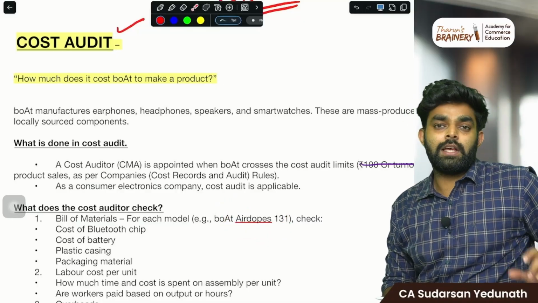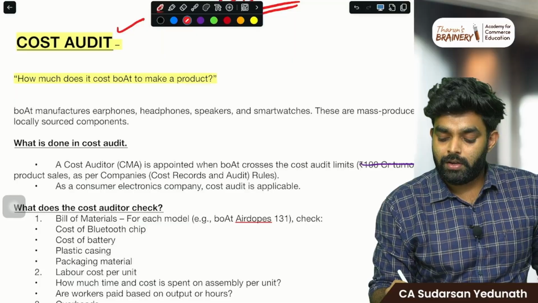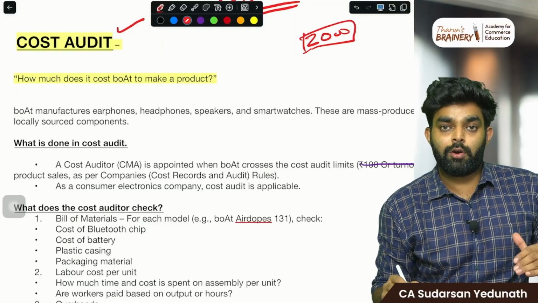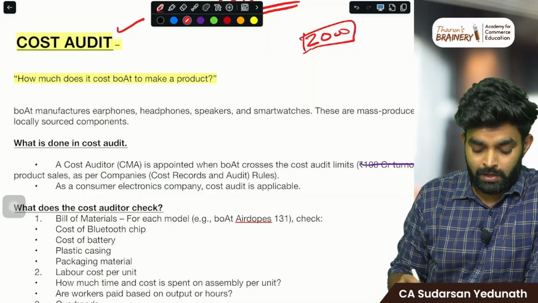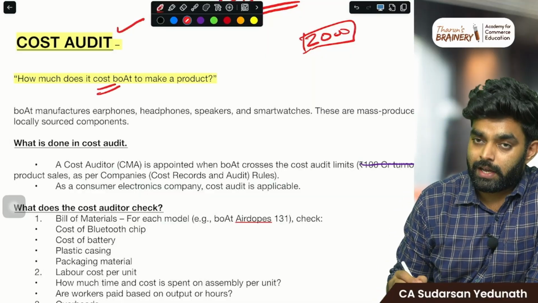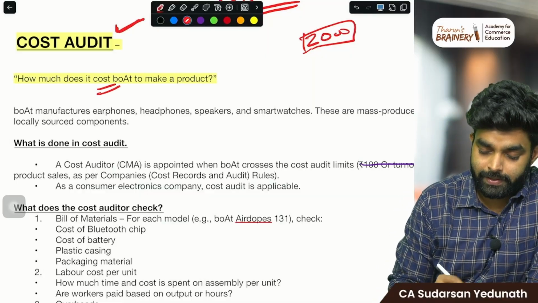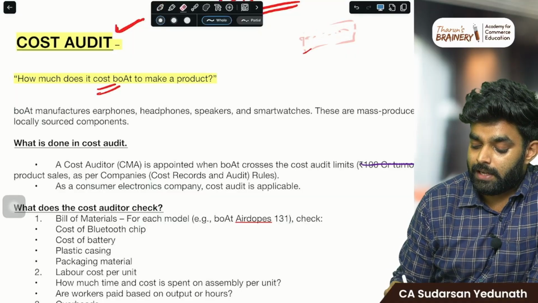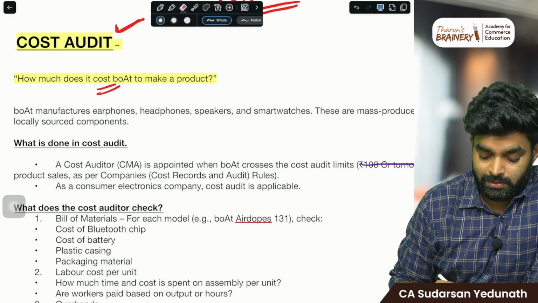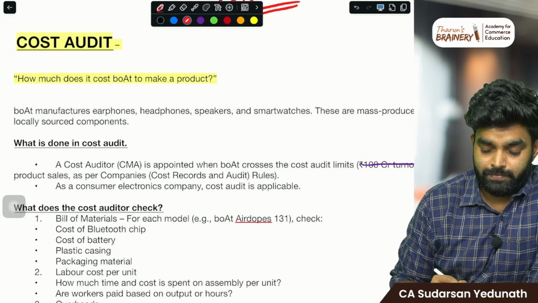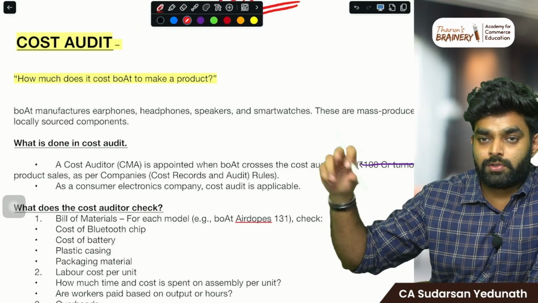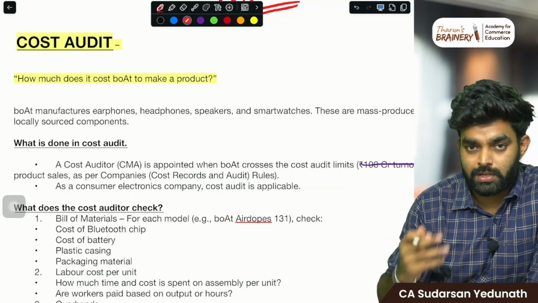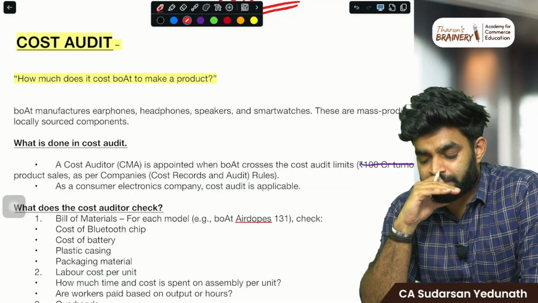So Boat is selling these earphones in the market for say 2000 rupees. Boat will have a cost to make this product, right? So auditing those cost records is what we call cost auditing. Only a certain class of companies are required to maintain cost audit records. Other companies maintain normal accounting records. So there are two types of records: cost records and normal accounting records.